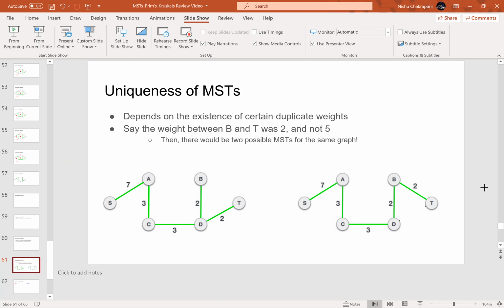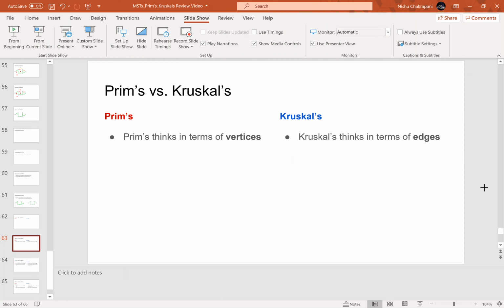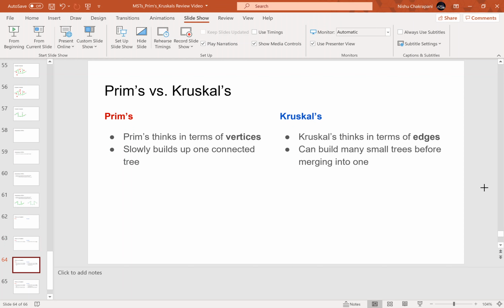And lastly, I'm going to be discussing the difference between Prim's and Kruskal's. So as I said earlier, Prim's thinks in terms of vertices, while Kruskal's thinks in terms of edges. They work a little bit differently too. Prim's builds up one connected tree, while Kruskal's builds many sort of smaller sets, smaller trees, and combines them into one. And Prim's, because it works with vertices and not edges, works better with dense graphs, while Kruskal's works better with sparse graphs. And here's an example of each of those.